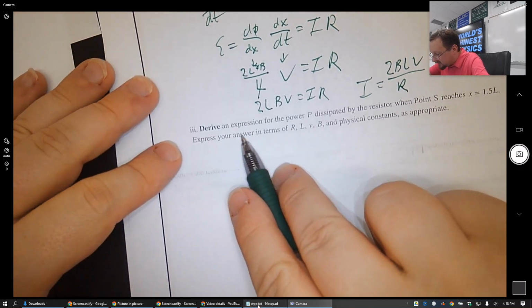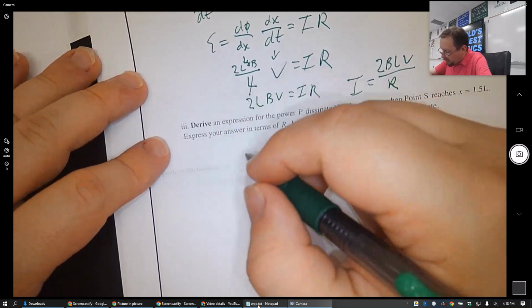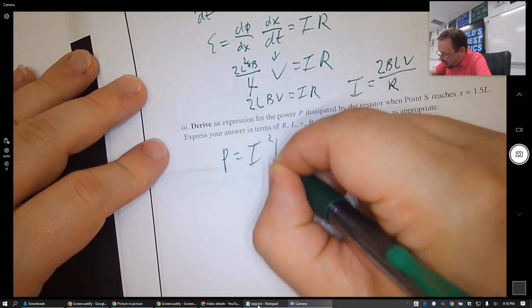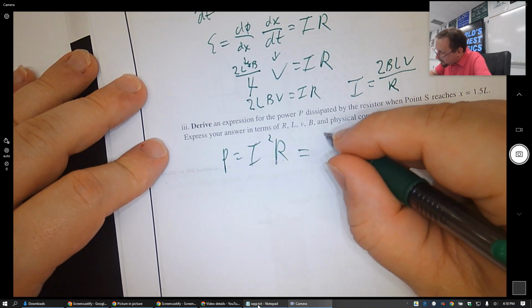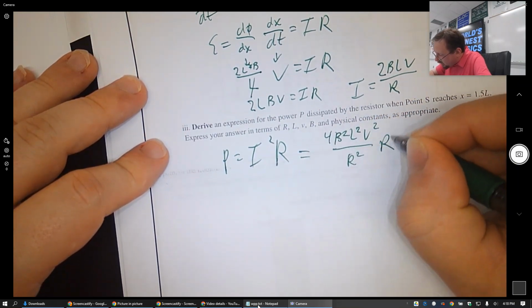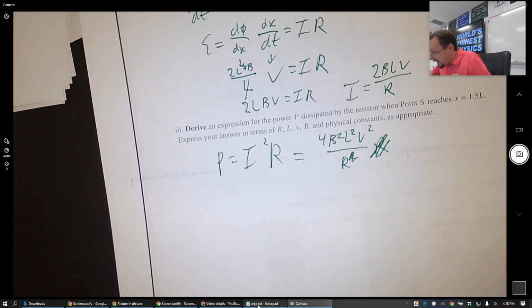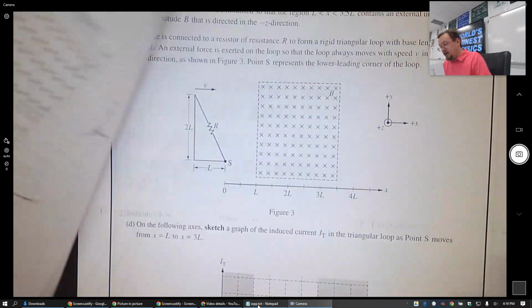Derive an expression for the power dissipated in the resistor when point S reaches that position. Okay, great. Power equals I squared R. So that's going to be 4B squared L squared V squared over R squared times R. Cancel one of the R's. Okay, I think everything I did is good.